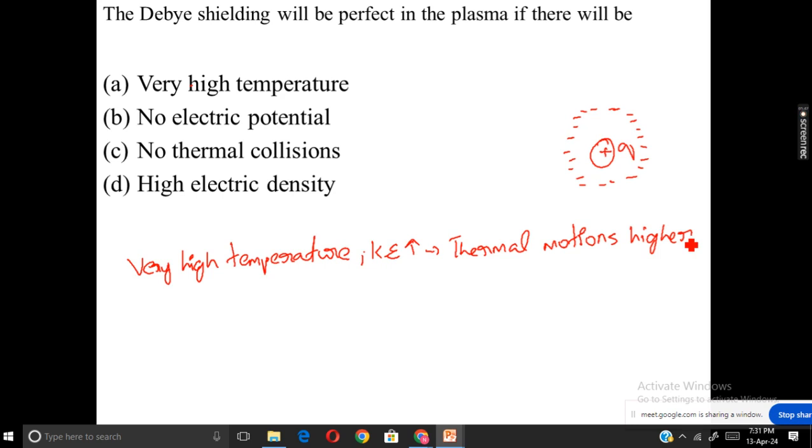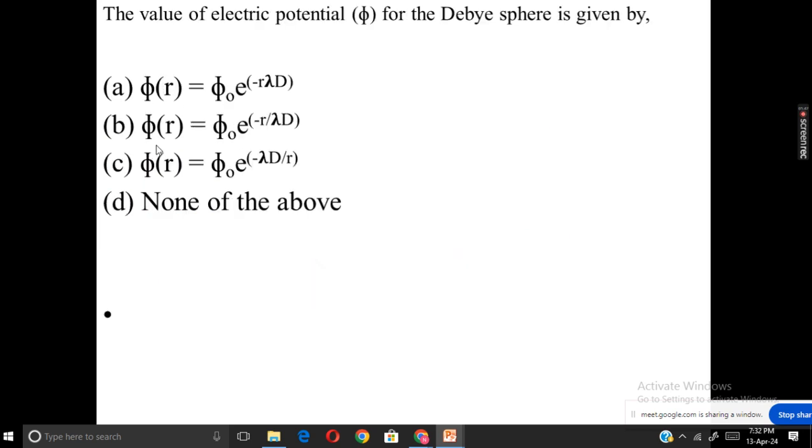The second one is if there is no electric potential. So basically, a perfect arrangement like this is possible when there are no thermal collisions within the plasma. So that is the answer. When the thermal collisions are less, then the Debye shielding, whatever is occurring, will be perfect. That is the condition. The next question.